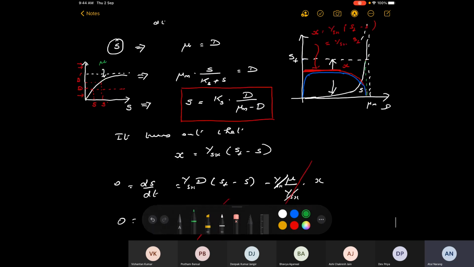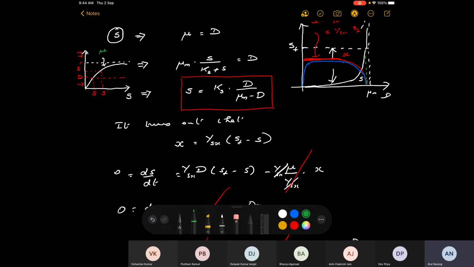I hope you can see the picture. Just draw a horizontal line of magnitude d, and wherever it cuts this curve is the point at which mu is equal to d, because that's the definition, right? That's what the equation is saying. Mu is equal to d.